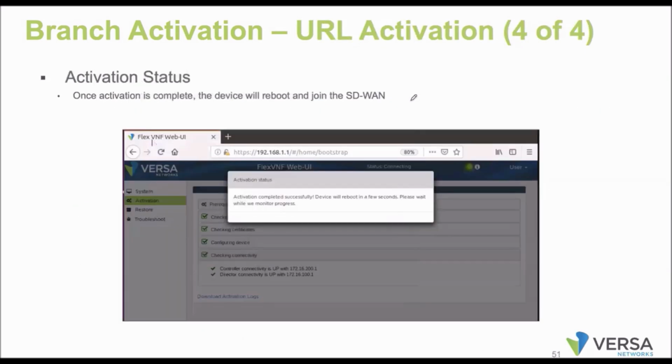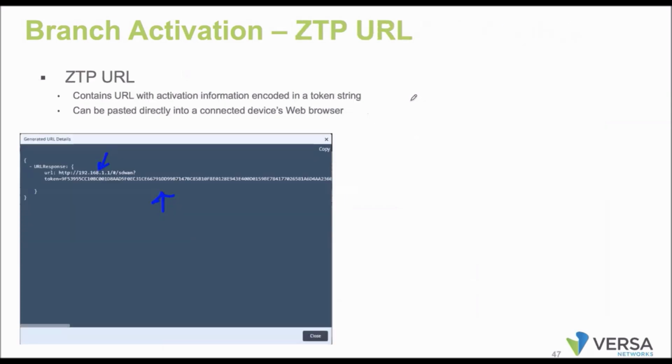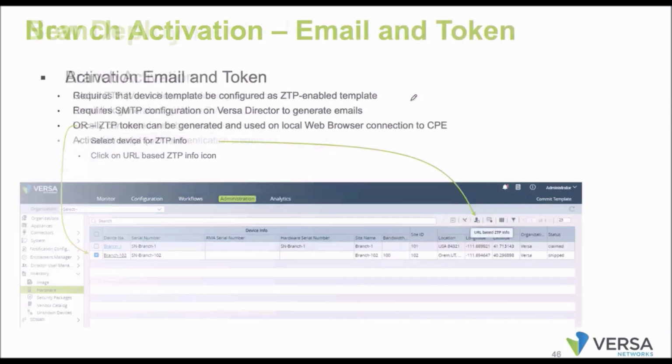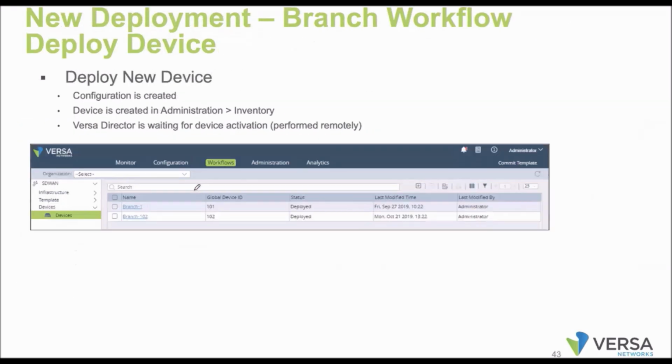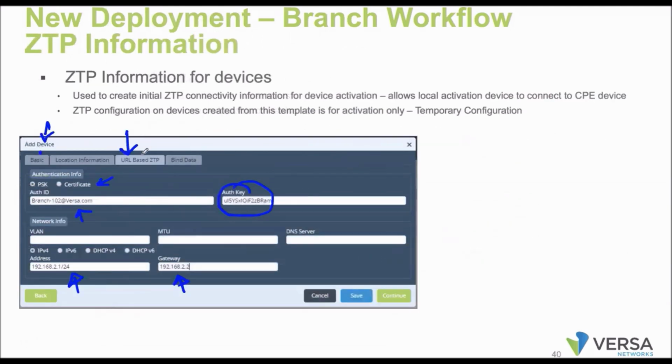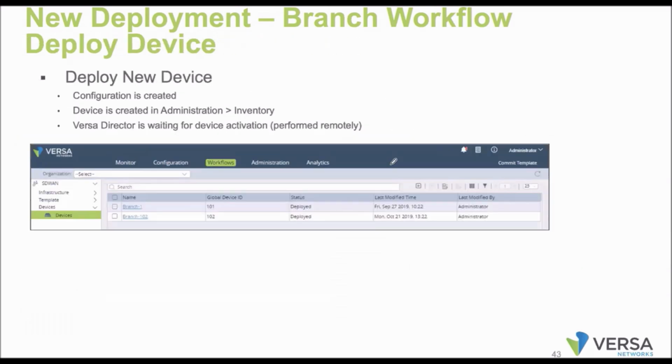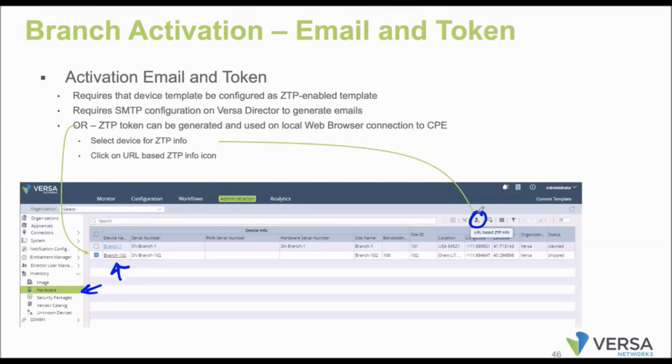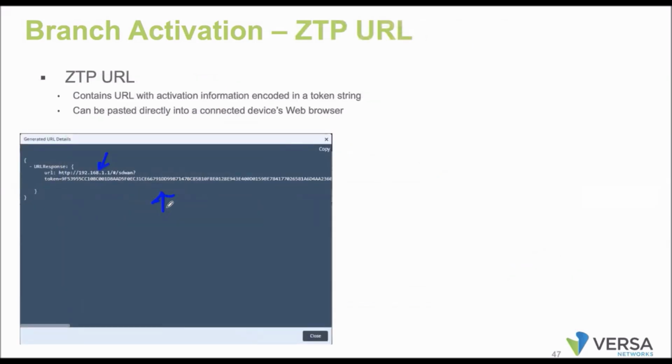Hari, how can we create this link from the director? We are not going to create this link. While we are creating the branch, we'll just mention the URL ZTP parameters: what is the IKE identity, what is the WAN IP address, what is the WAN gateway. With the help of this information, the device automatically creates the link. That's what I told you, right? Automatically it creates the link. You just need to use this link in order to activate the branch.